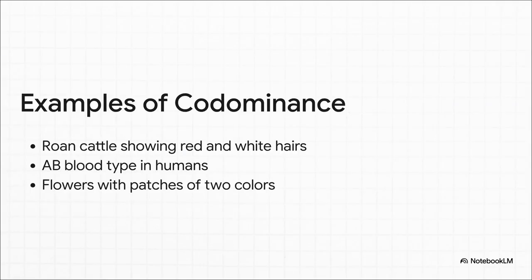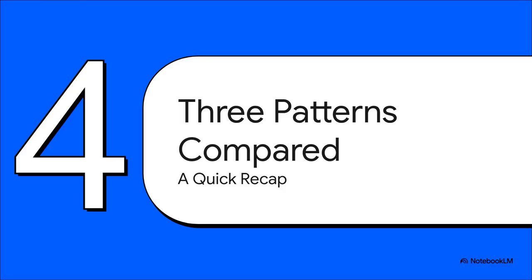And you can see this pattern in other places too. Some flowers have patches of two different colors instead of a blend. And a fantastic human example is AB blood type. If you inherit the A allele and the B allele, your body doesn't choose. Your red blood cells express both A and B proteins on their surface. They are truly, perfectly codominant.